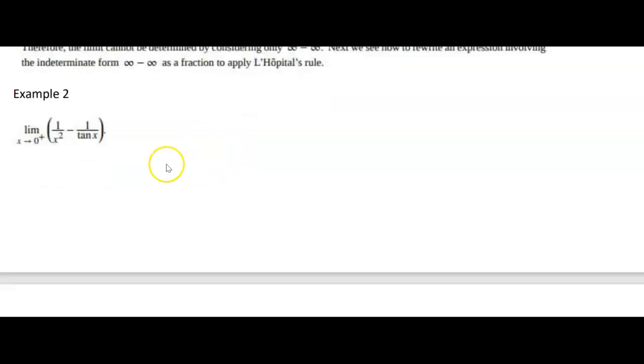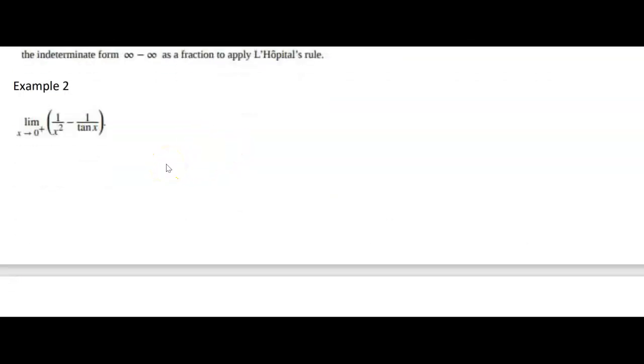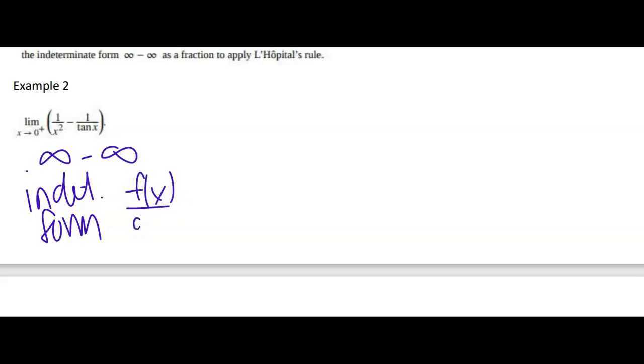So let's look at an example. Remember, the first thing we're going to do is go ahead and plug in. So if I plug in 0, I get infinity minus 1 over something that goes to 0, infinity. That is an indeterminate form. Okay, so I need to make this into an f of x over g of x situation in order to use L'Hopital's rule. I'm going to do that by finding a common denominator. So I'm going to multiply this first by tangent x over tangent x. I'm going to multiply this second by x squared over x squared.